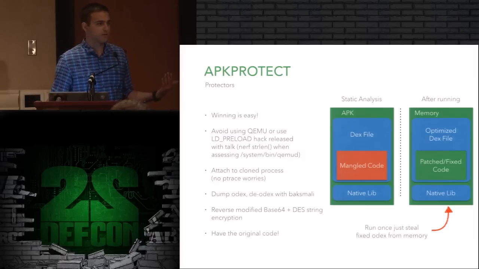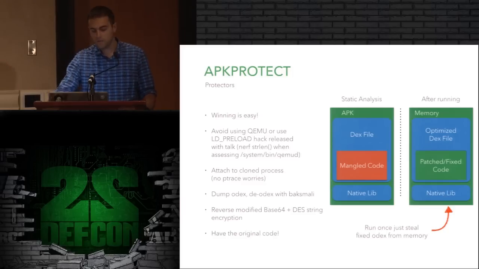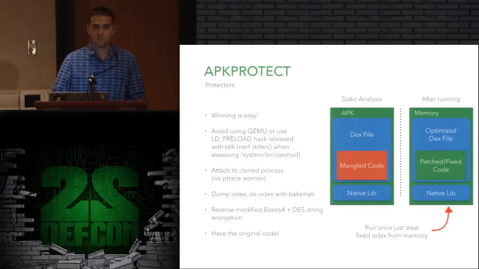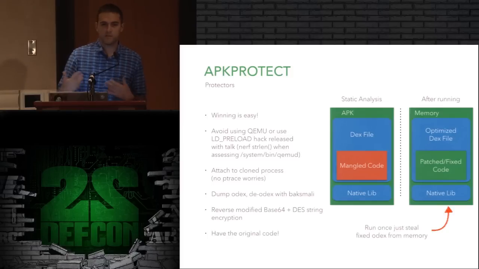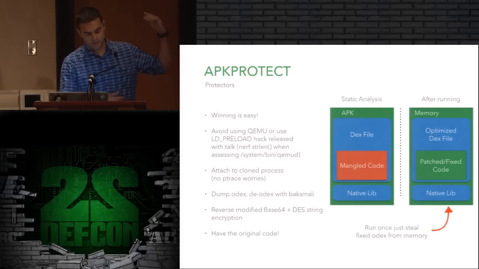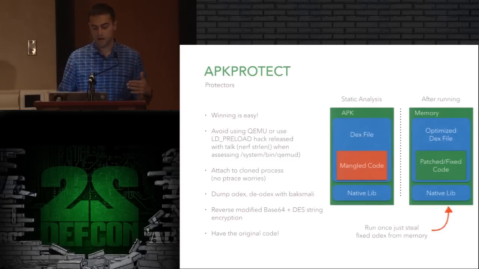The easiest way to do this is just forget static analysis for the time being and let them do the hard work. All we need to do is let them decrypt it in memory, and then we attach not to the original process, but to a cloned process, and we can just dump all the memory. It's easy right there. You're going to avoid all the QEMU stuff with an LD preload hack. We have that on our GitHub. The clone processes, everyone seems to forget about those. There's one process that's protected, and then there's maybe 20 that aren't. So let's just choose one of the 20 that are not.